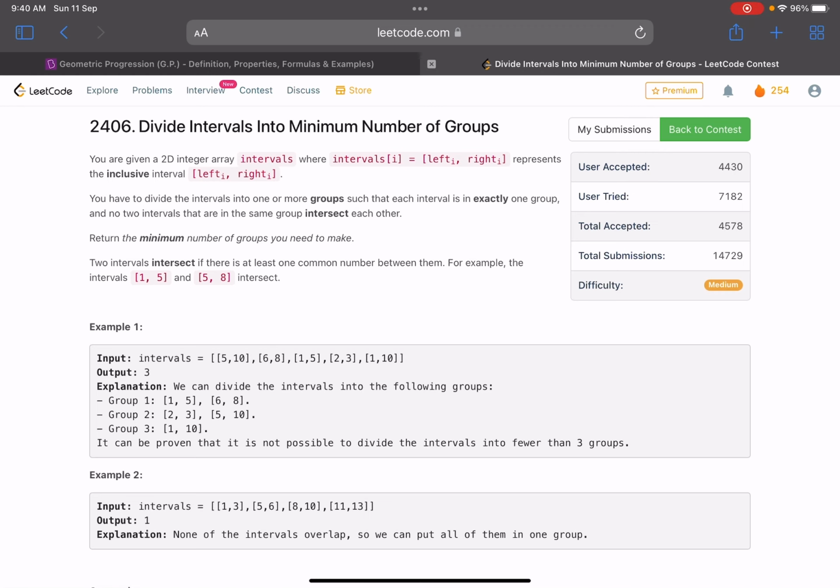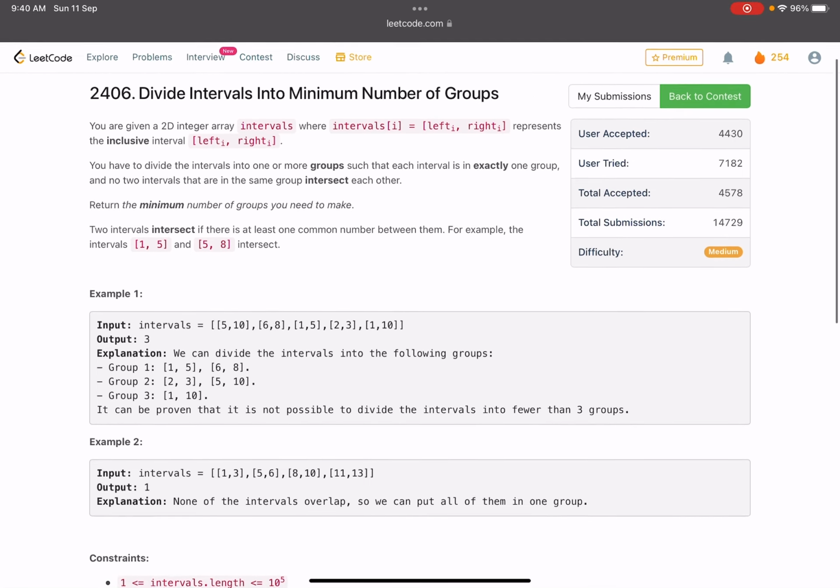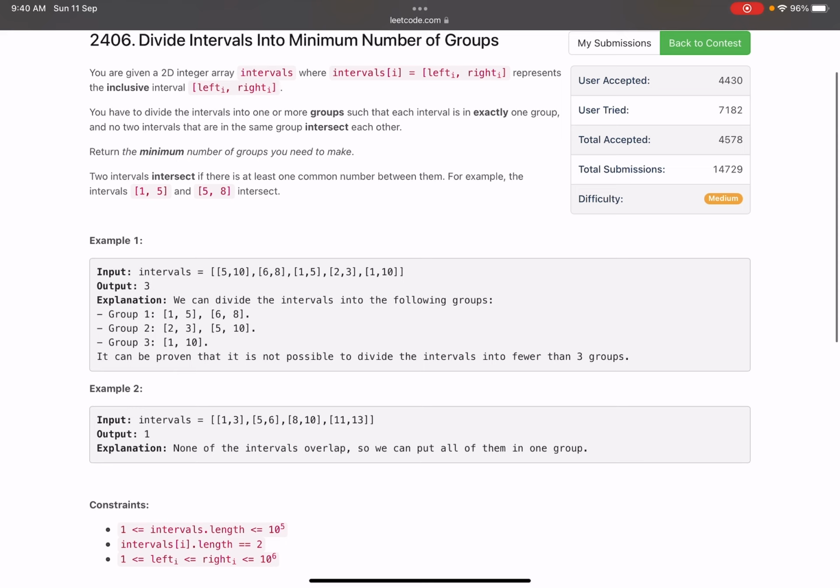You have to divide the intervals into one or more groups such that each interval is exactly in one particular group, right? And no two intervals that are in the same group intersect with each other. So return the minimum number of groups you need to make. Two intervals intersect if there is at least one common number between them.